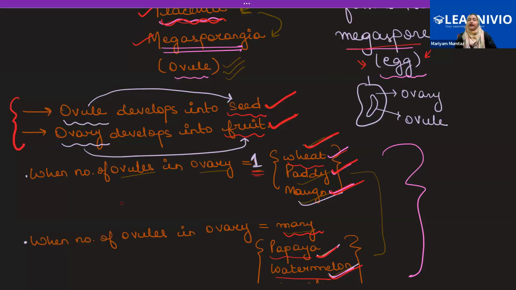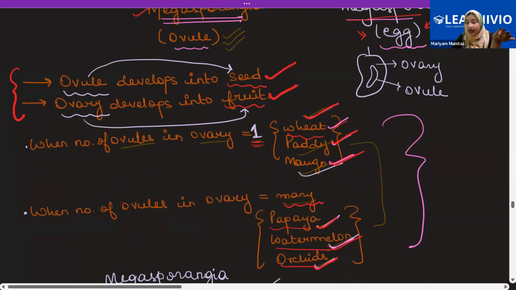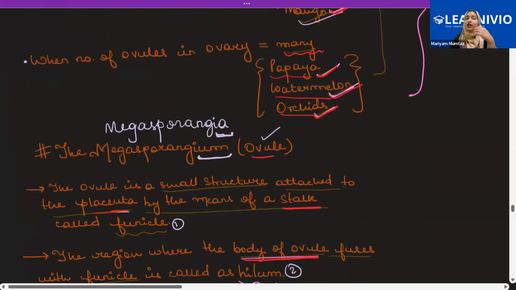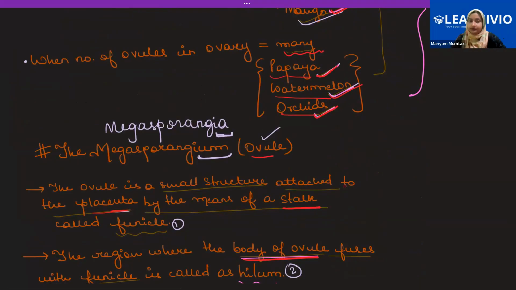Now if you think about mango, mango has only one seed. That tells us that there was only one ovule present. But then there are fruits such as papaya and watermelon. They have multiple seeds, meaning they have multiple ovules in the ovary. Clear?